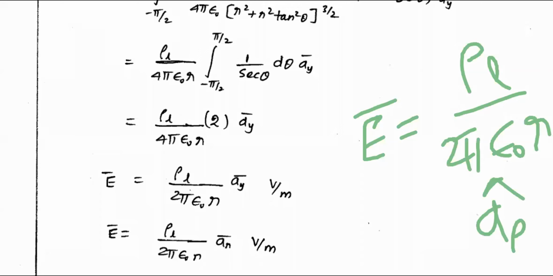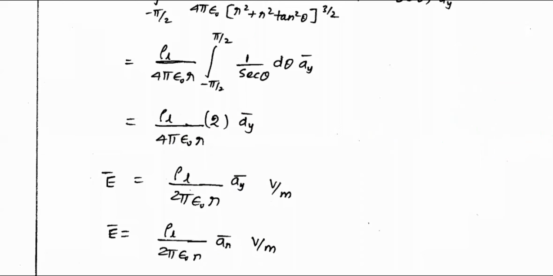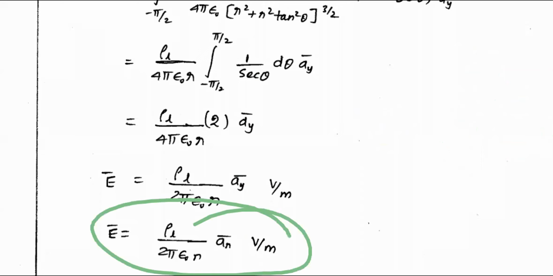This is the generalized format. For the problem we have chosen, this is the answer, because they have fixed some point and we have to calculate at that point only. But what I am telling is, if you go anywhere like this, your electric field still remains the same in the radial direction. That is the idea, so please always remember this formula. Again, the unit of the electric field is volt per meter.